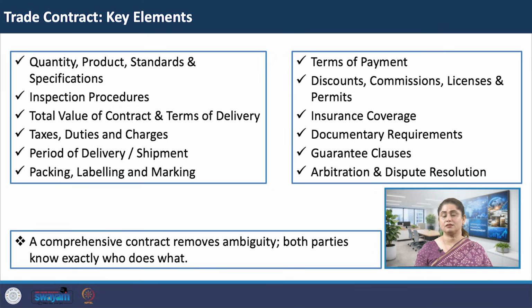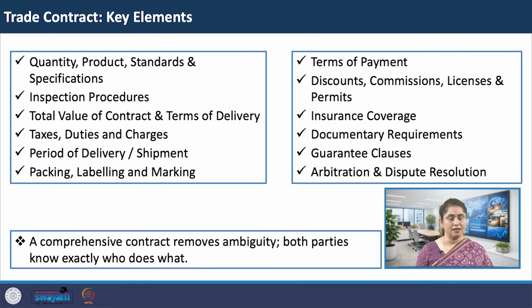Similarly, if we look at the other column, we have terms of payment, amount, mode and currency: how much is paid, when, in which currency and through what instrument, such as a letter of credit or a bank transfer. Eighth is discounts, commissions, licenses and permits, just any trade specific arrangement. Then comes insurance coverage. Who arranges insurance, for what value, covering what risk. Next is documentary requirement. Which documents are needed?